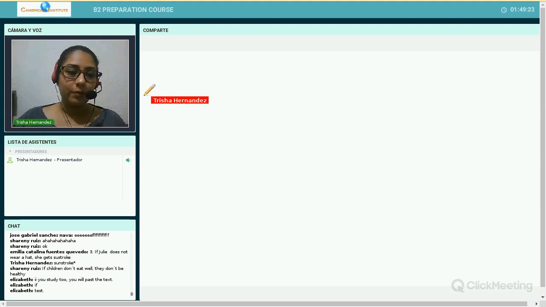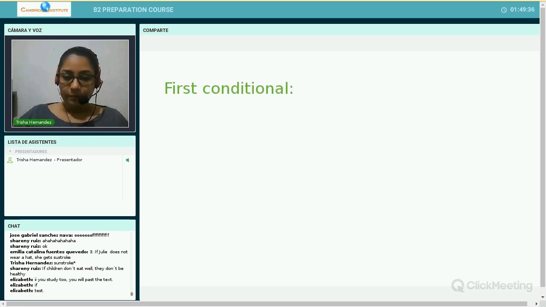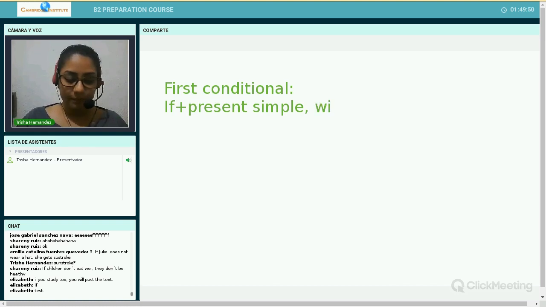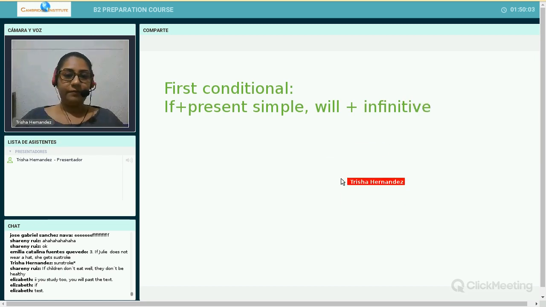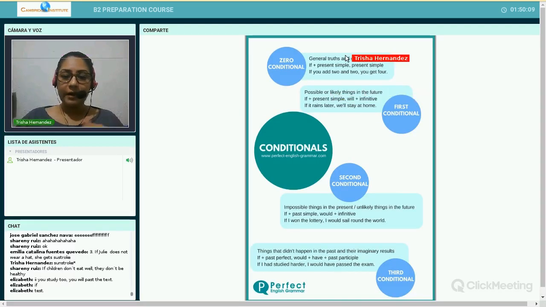Okay, I'm going to open the board, and I'm going to type in green. First conditional, and I'm going to type the structure here. If plus present simple, comma, will, and infinitive. Okay. Yeah. Remember, possible or likely things in the future.